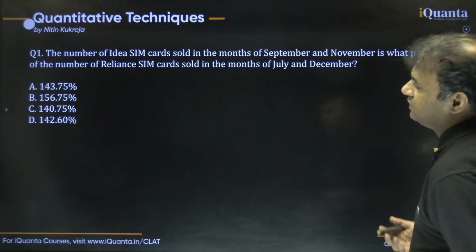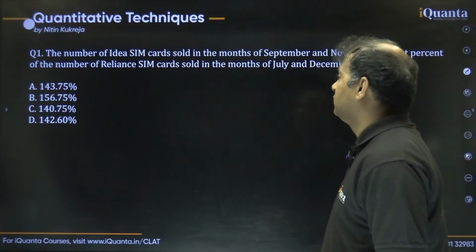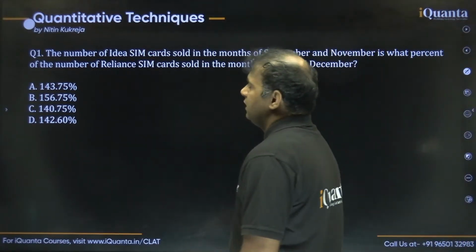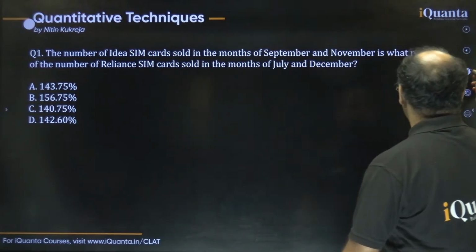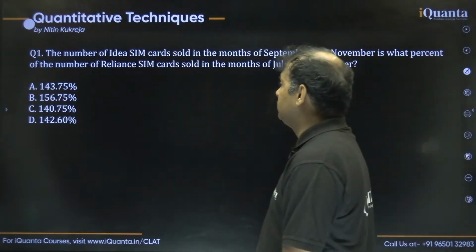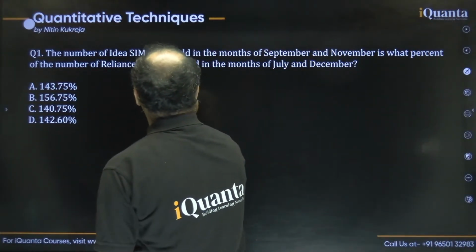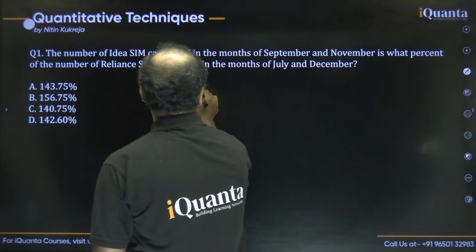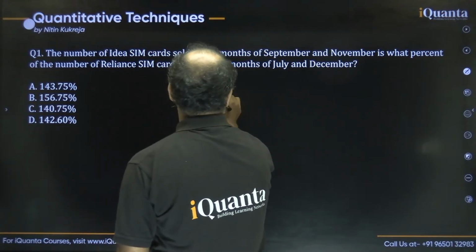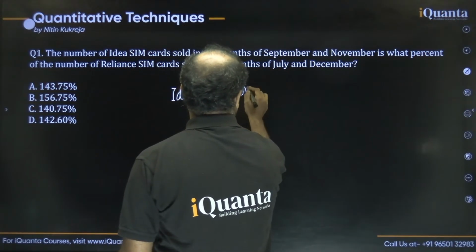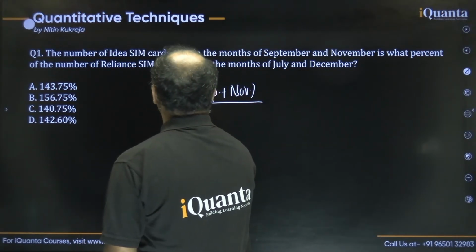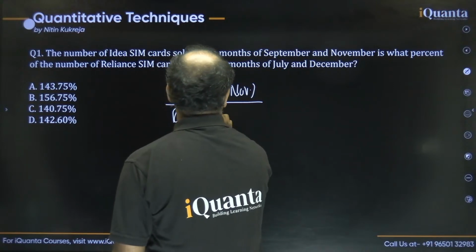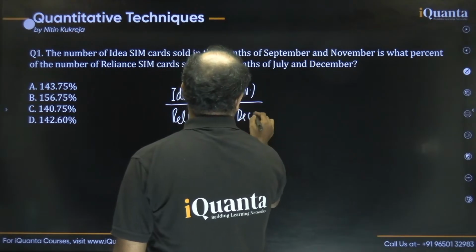The question says: the number of Idea SIM cards sold in the months of September and November is what percentage of the number of Reliance SIMs sold in the months of July and December? All right. Okay. So let's do it one by one. First, the number of Idea SIMs sold in which months? In September and November. They're saying this is what percentage of the Reliance SIMs sold in the months of July and December, right? So this is what we have.